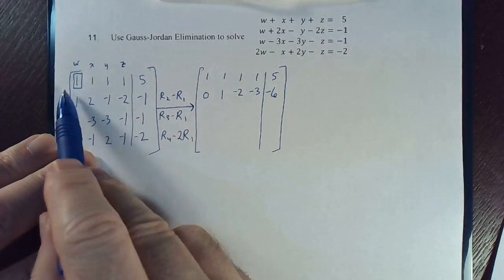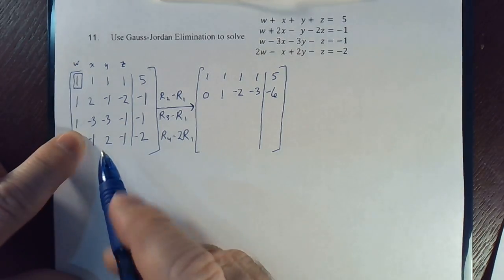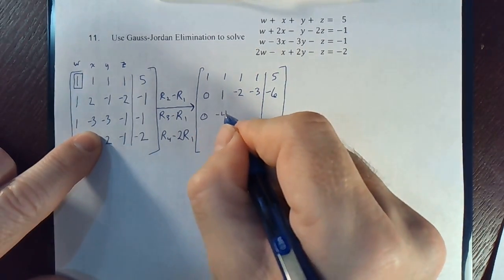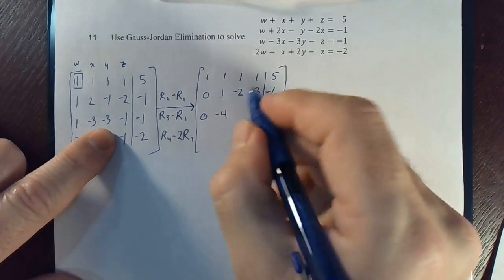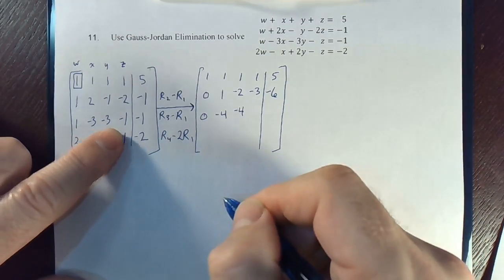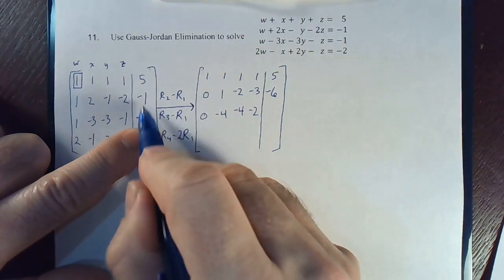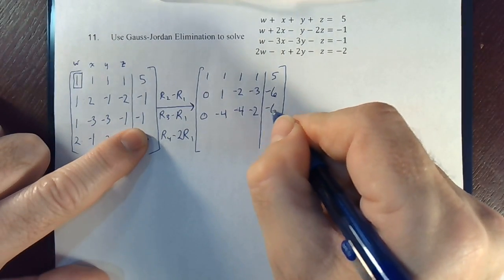Third row, we do the same, just subtract row 1 from it. 1 minus 1 gives us a 0. Negative 3 minus 1 gives us negative 4. Negative 3 minus 1 gives us another negative 4. Negative 1 minus 1 gives us a negative 2. And negative 1 minus 5 gives us negative 6.